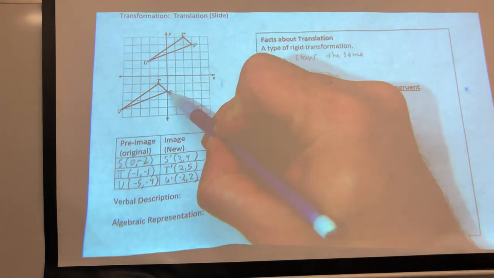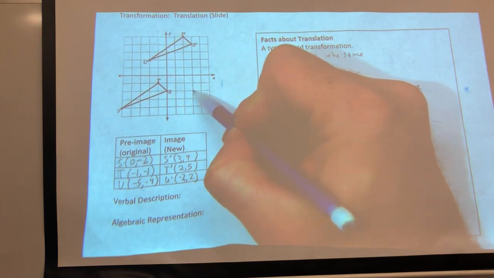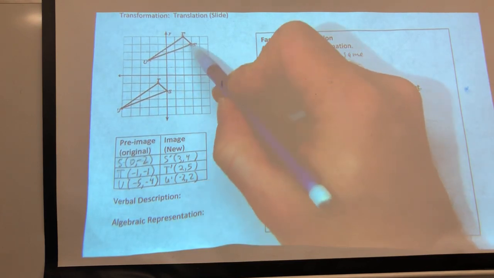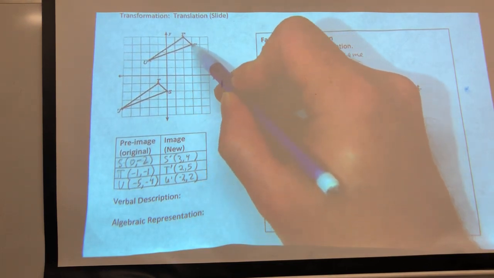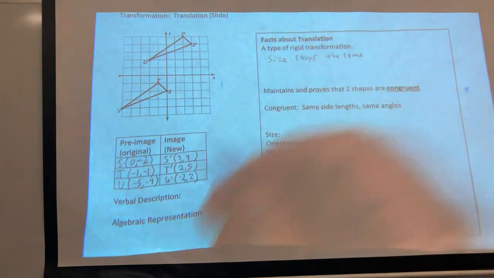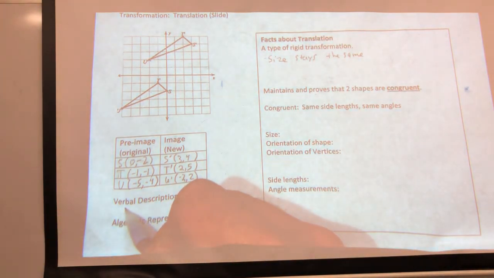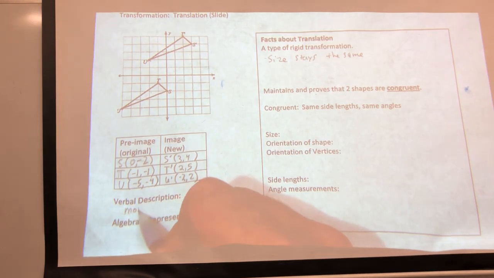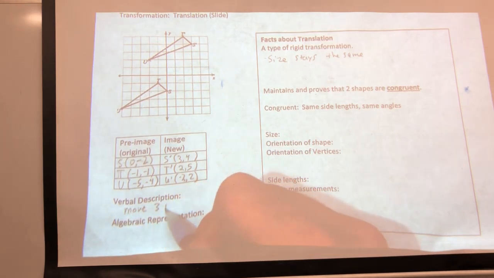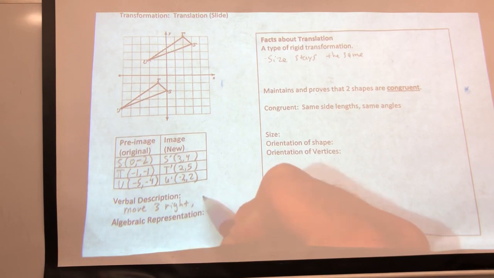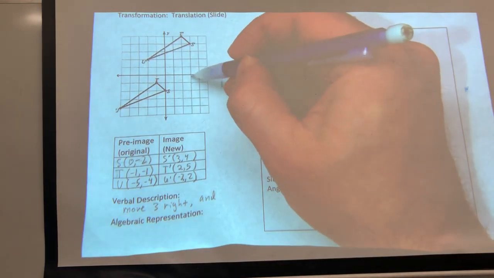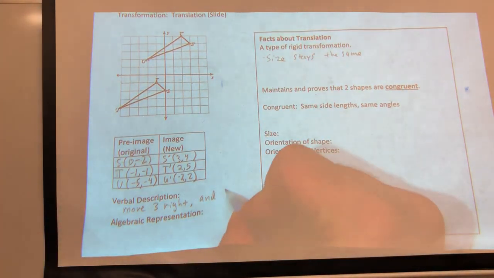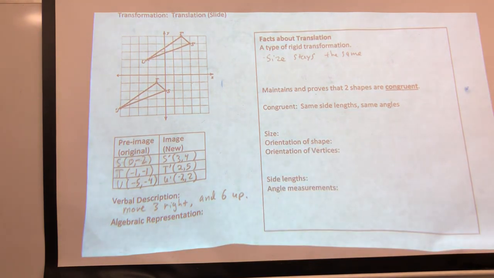This point moves to this point. So if we look at S to S prime, S moved 3 to the right, right? That put it right underneath it. So S moves 3 to the right, and then 1, 2, 3, 4, 5, 6 up to be in the position of S prime. So a description of this would be, for example, move 3 right, and we said 1, 2, 3, 4, 5, 6 up. So that's like a verbal description, or just a description of the move.